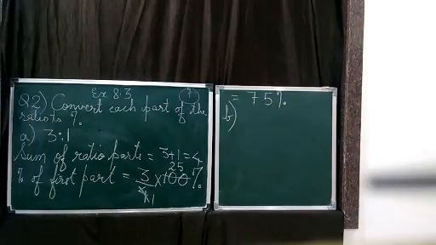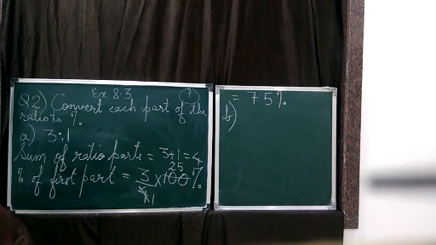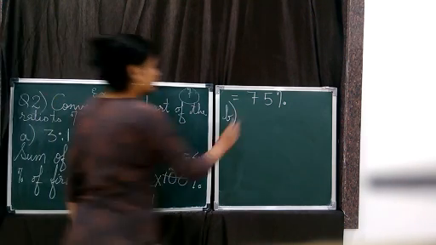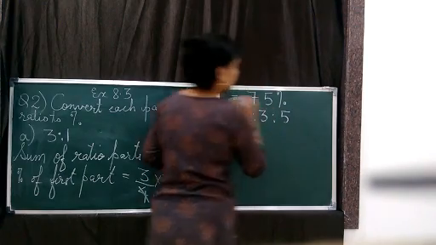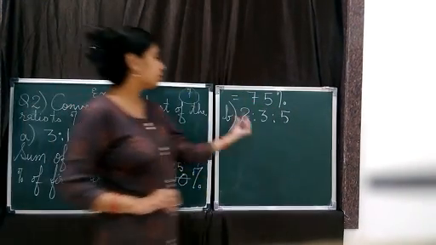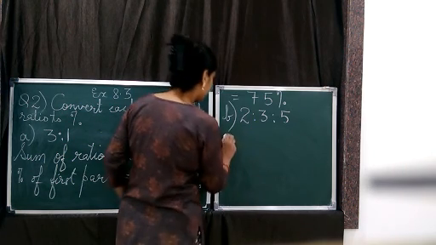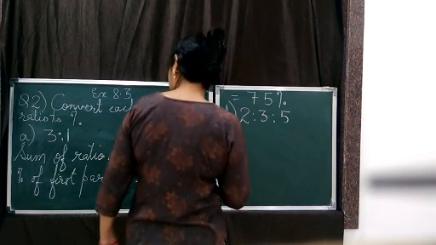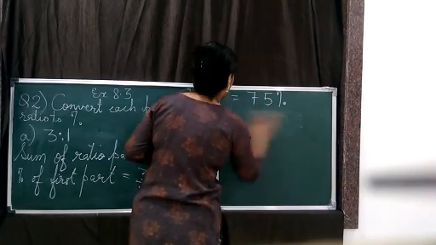Then we start B. The B part is 2:3:5. Now you can see there are 3 numbers in the ratio, that is 3 parts. So we have to find the sum of the parts first and foremost. First we have to find the second part. I didn't find it out. Sorry.